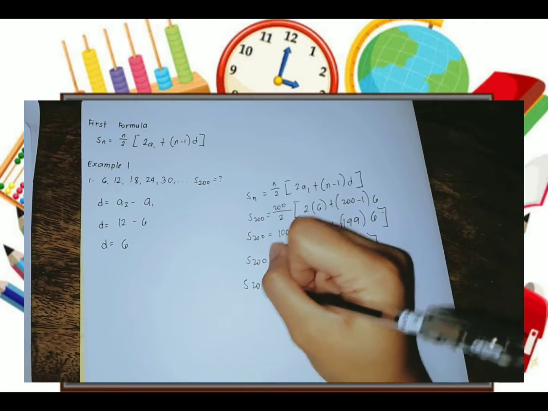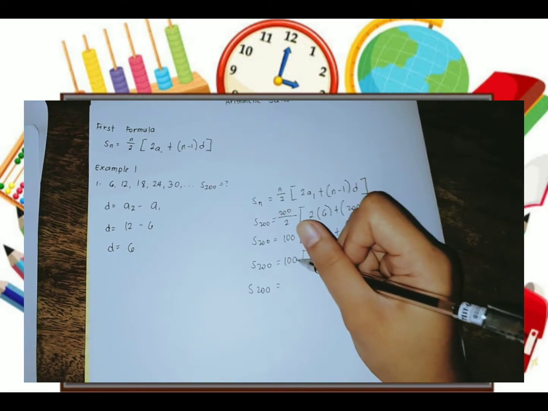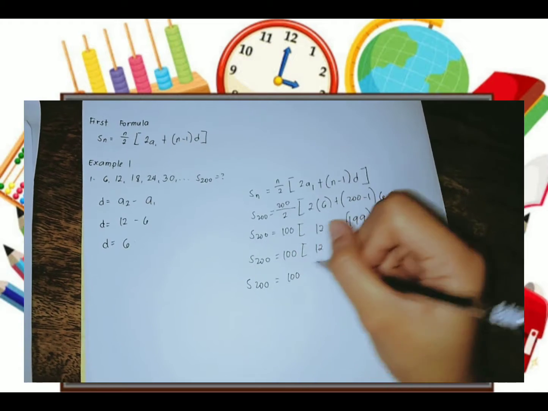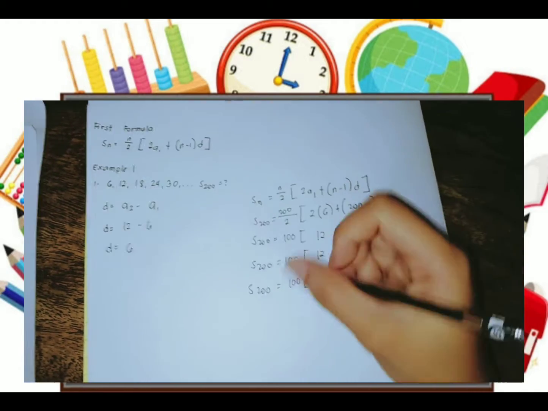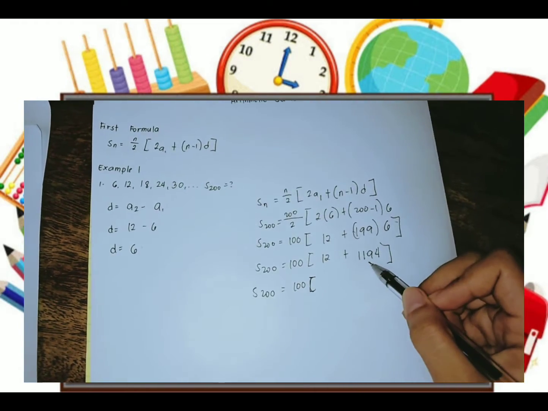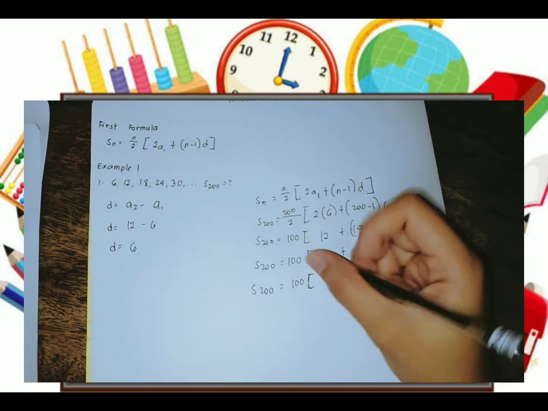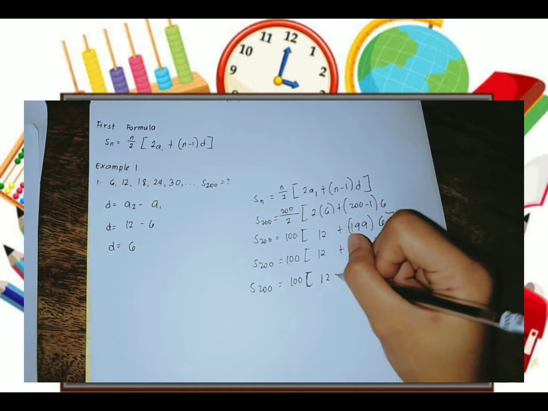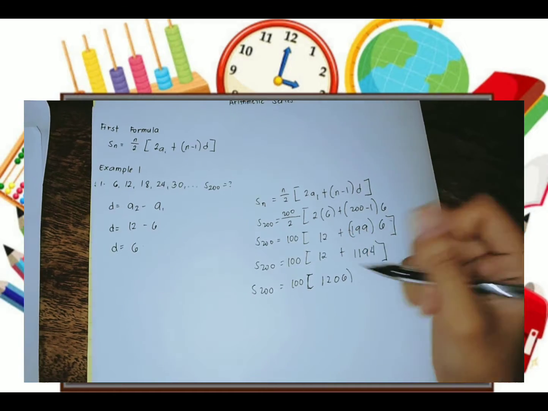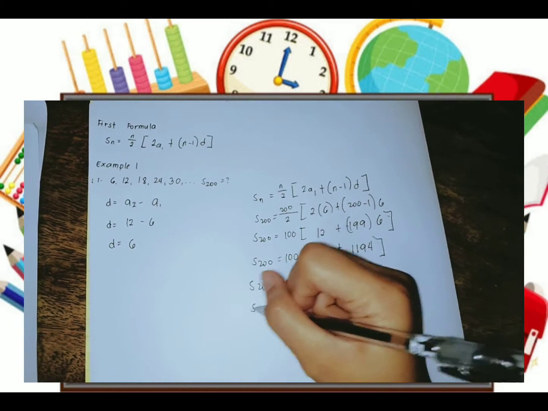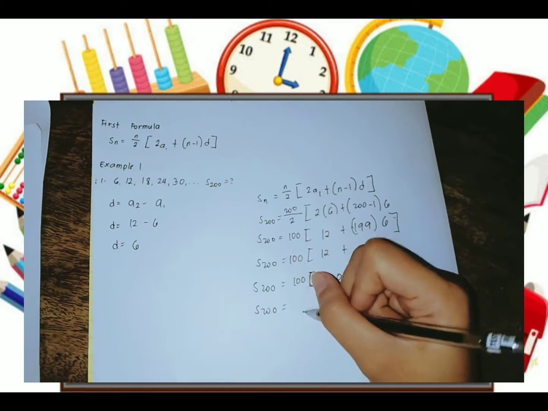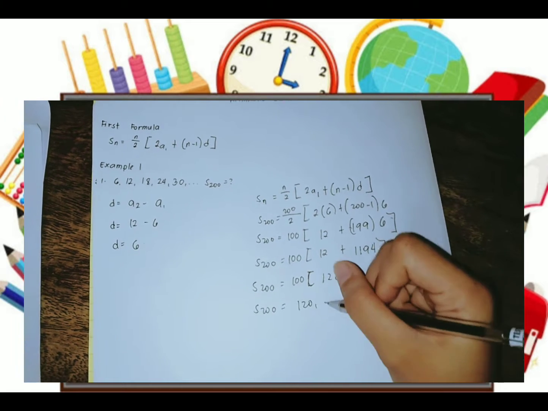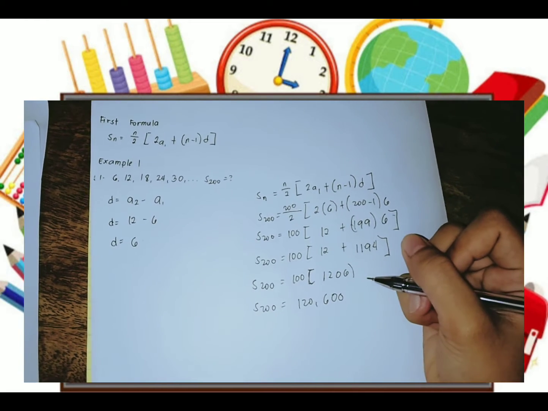So we add first before we multiply by 100. 12 plus 1,194 is equal to 1,206. Then we multiply it by 100. The answer is 120,600.